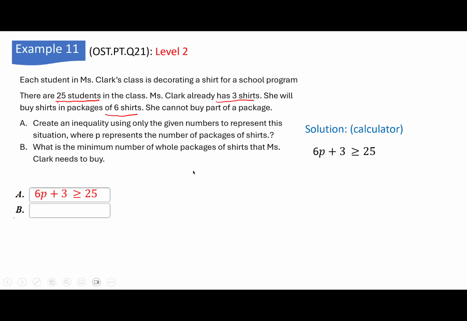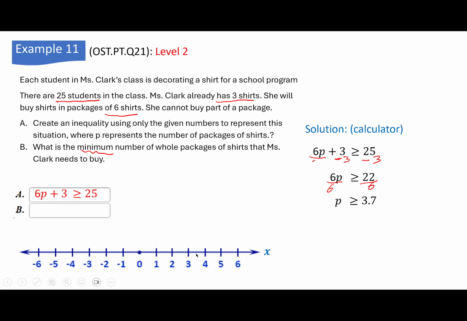It's correct. So now, what is the minimum number of whole packages of shirts that Miss Clark needs to buy? Solve this. Subtract 3 first. Okay, and then you get this. Here you divide by 6. You get P is greater or equal than 3.7. So here's 3.7, greater or equal is here. But P is a number, so she needs to buy 4.